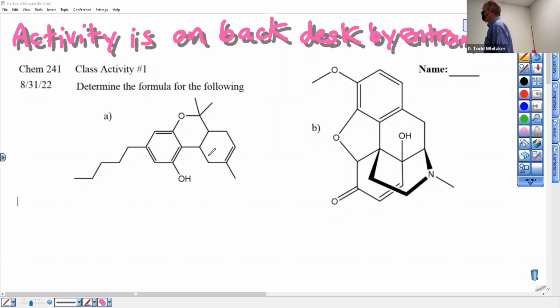Here we go. First one. If you're curious, that's delta 8 THC there. It's been in the news. That's why I picked it. And it's got an isomer called delta 9-THC. That's the more normal one. And that has just the double bond here instead of here.